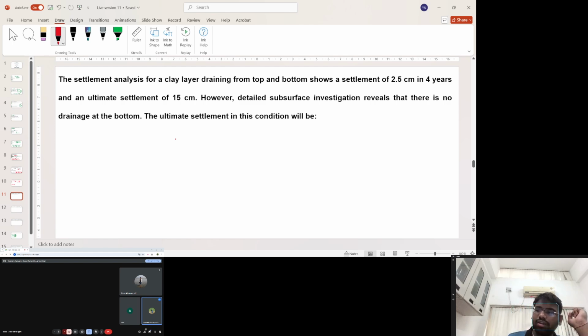Any idea how to calculate? Ultimate settlement is a constant, sir, no change. Yes, the ultimate settlement will not change. That is, the delta H will not change. So it will be 15 centimeters. In this case, ultimate settlement also will be 15 centimeters. So there will be no change.